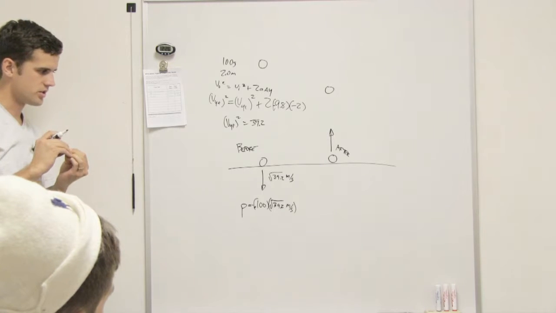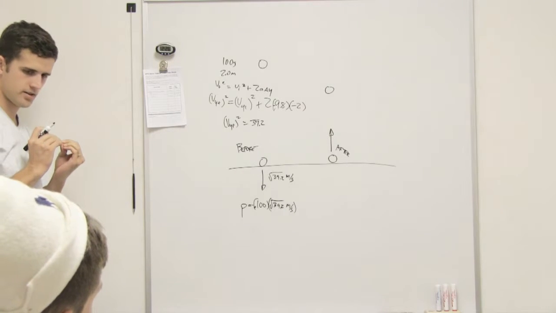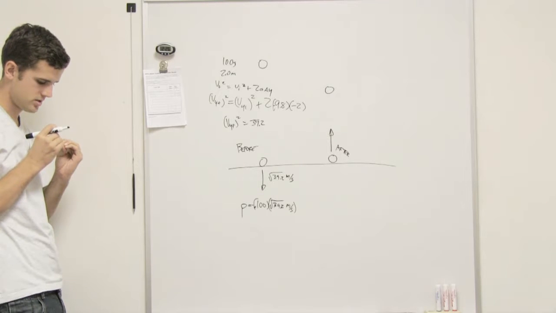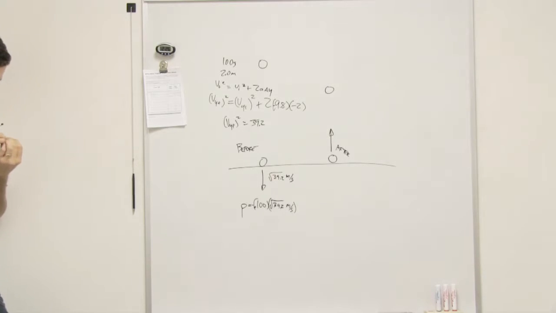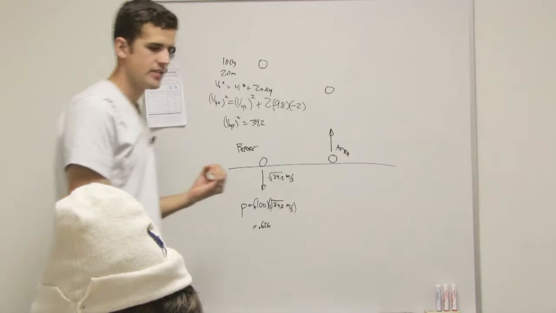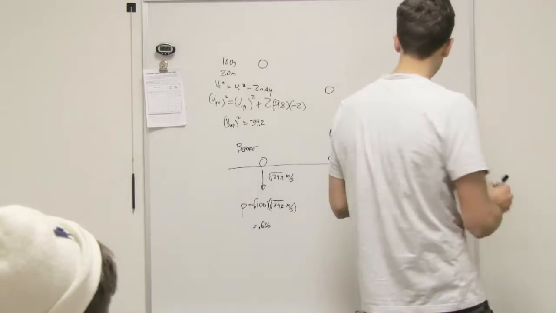So that's your initial momentum. Do you have a calculator with you? No, just use my phone. Okay. And then it gives you a little graph, right, for your impulse.